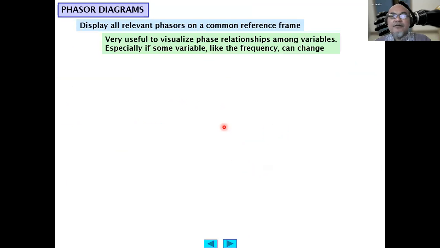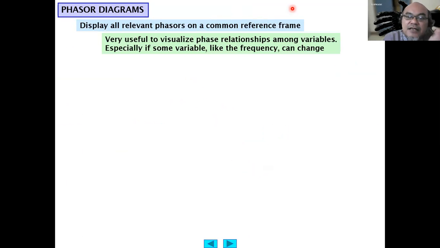Okay, so now we are going to go to a new section, which is about phasor diagrams. This is where we display all the relevant phasors on a single or a common reference frame. So this is if we want to visualize the phase relationship among the variables, for example, between the voltage and current.